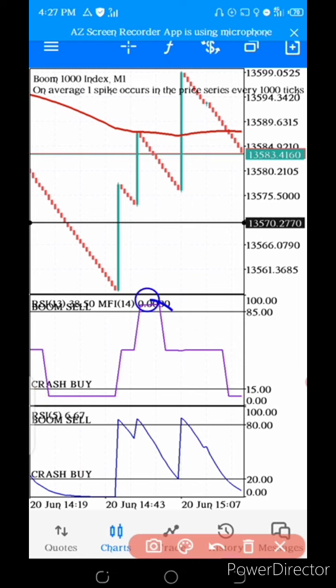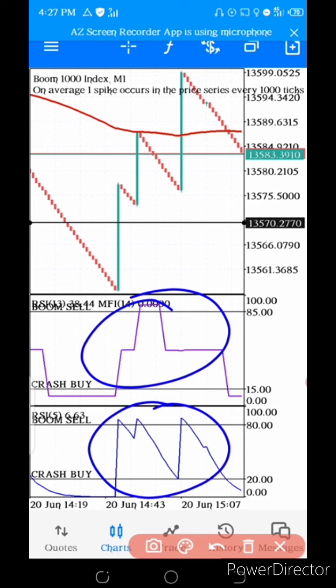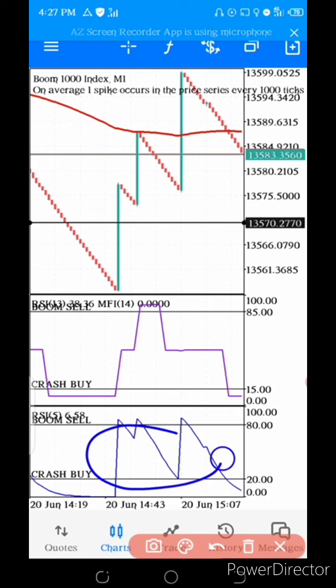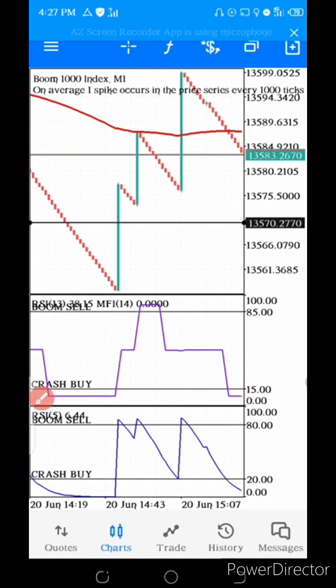The MFI repaints, but the RSI will make sure your signal is top notch, because the RSI below does not repaint. So whenever it gets to the 80, it is in the 80. So that is it, guys.